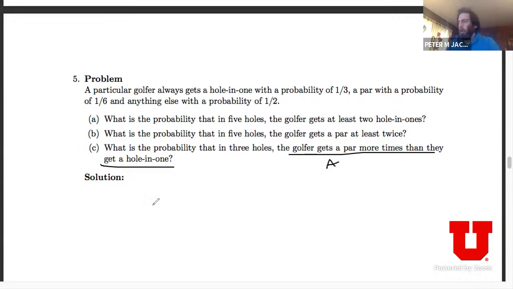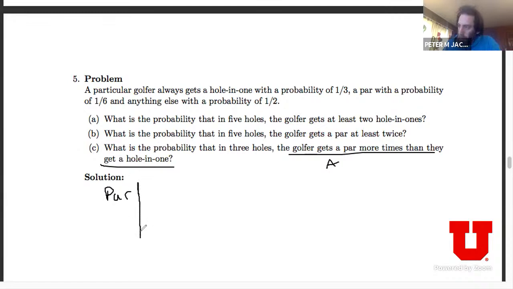All right. So we're going to try to disjointize this event into a collection of disjoint events for which we know how to compute the probability of each, and then we're just going to sum them together. So they could get a par either 0, 1, 2, or 3 times. So we're going to divide our event of interest into those 3 different cases and then compute the probabilities in each of those cases.